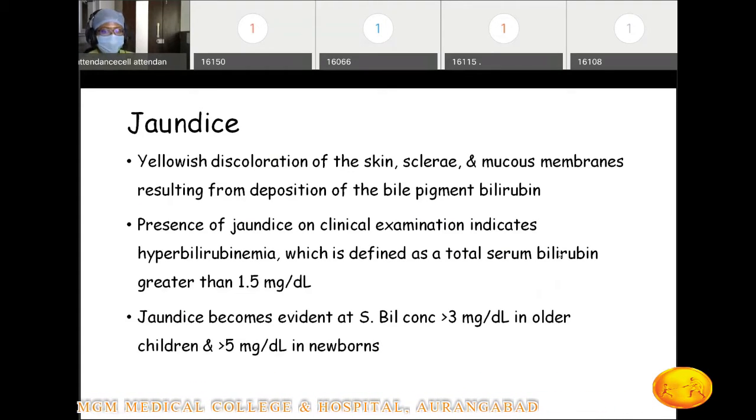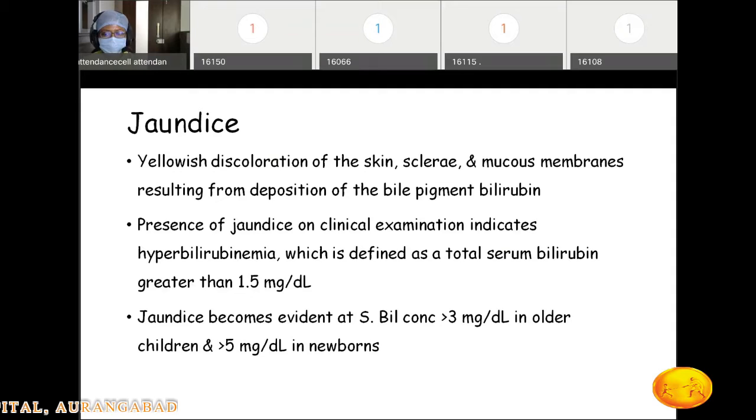So presence of jaundice on clinical examination indicates hyperbilirubinemia. When we say jaundice, what the patient is having pathophysiologically is an increase in the bilirubin levels, that is hyperbilirubinemia, which is defined as a total serum bilirubin greater than 1.5 milligram per dL. Clinically, you would not see it immediately. Even if the bilirubin is more than 1 or 1.5, it might not be detected clinically.